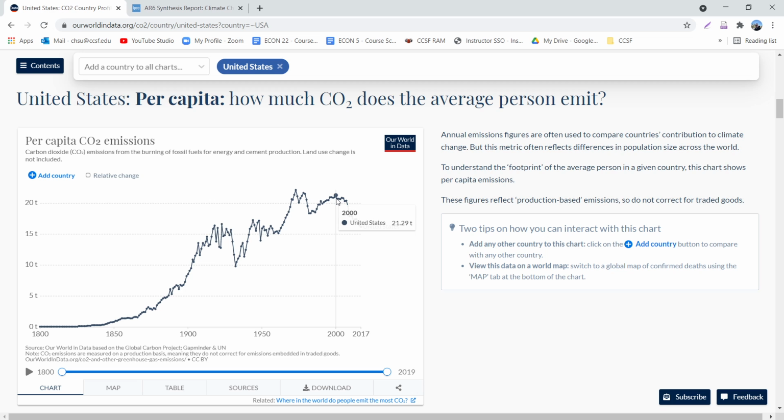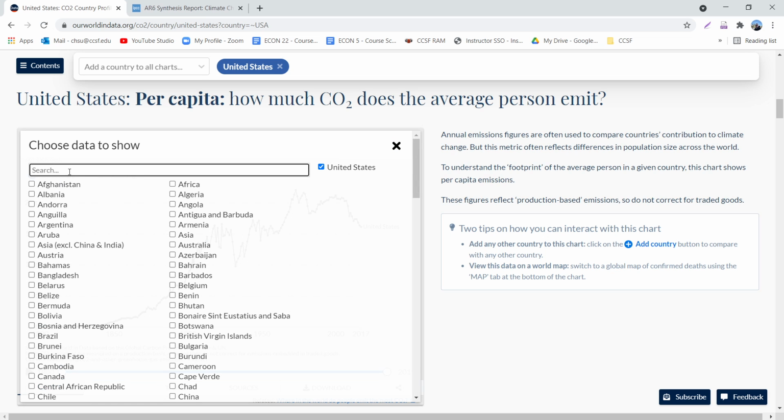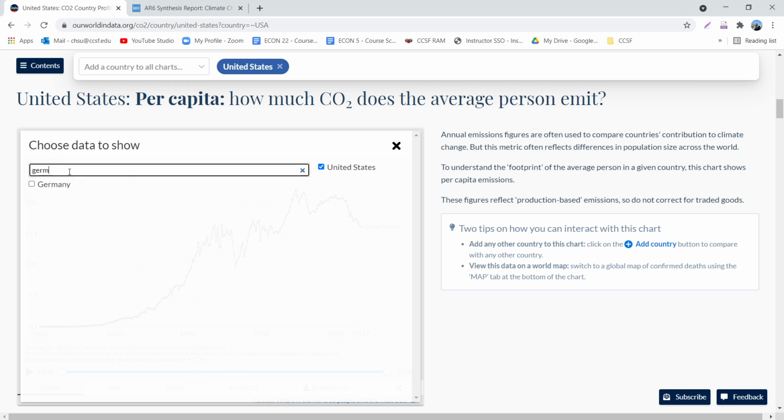For the United States, right? We peaked in the 70s, and since the early 2000s, we have made tremendous progress. We have reduced our carbon footprint by quite a bit on a per capita basis. Now, another country that is good to look at, and I mentioned them in chapter 11, is Germany.